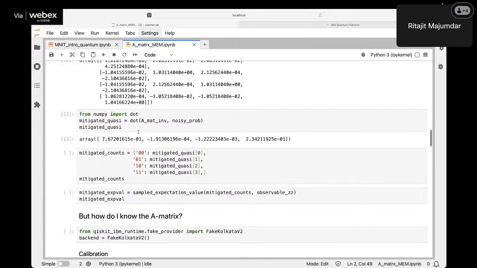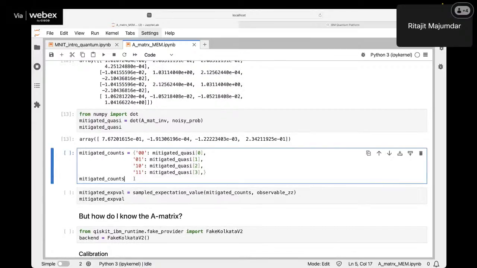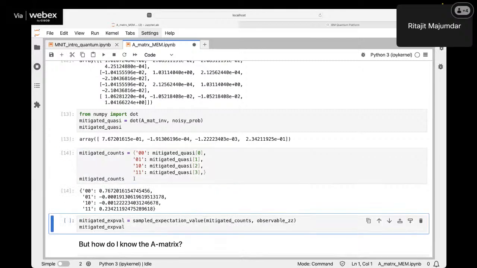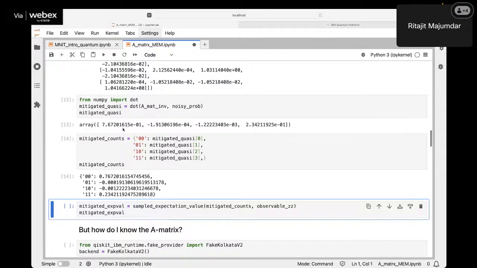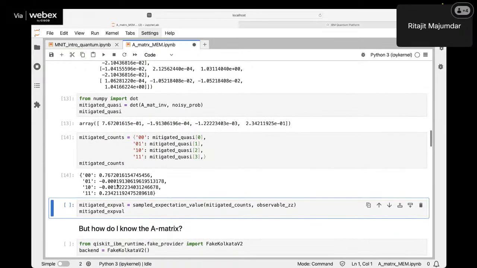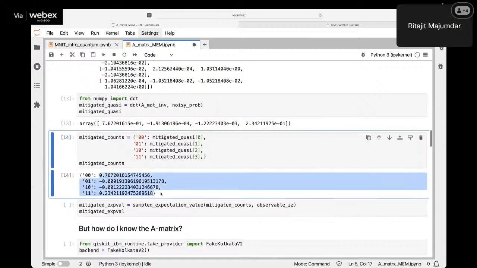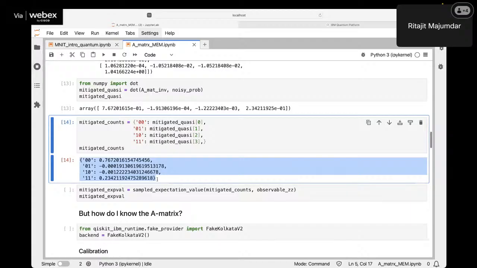So this is my mitigated quasis, and we get the mitigated counts from here. This is my mitigated counts. I am again converting the mitigated quasis into dictionary form. Again, as you see, this has no physical meaning. And as I was saying, if you want to find the probability distribution, you can run maximum likelihood or some technique to find the nearest probability distribution from this. That is something you can definitely do. But in this form, this is not a probability distribution, and it makes no sense as a quantum state.